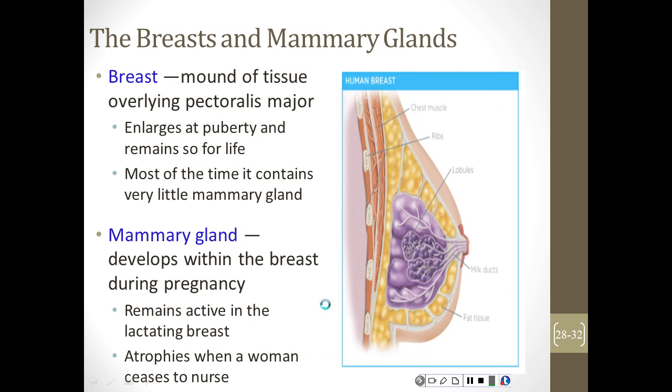Alright, so let's move out of here and let's talk about the breast. Now, the breast, as you already know, is a mound of tissue overlaying the pectoralis major, that chest muscle right here, and it enlarges at puberty in a female. Now, the mammary gland develops within the breast during pregnancy, and it remains active in the lactating breast and atrophies when a woman ceases or stops breastfeeding.